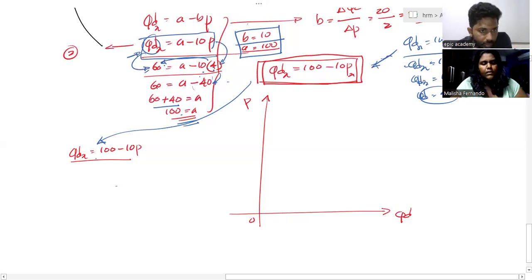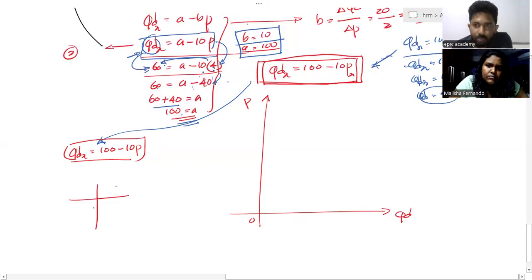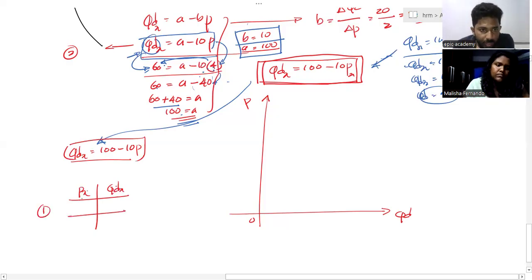So this is the one. Now you have to identify the crossing points of this curve. Just assume Px, Qx, something like that. In the first assumption, you are going to assume that the Px value, or price of the commodity, becomes 0.